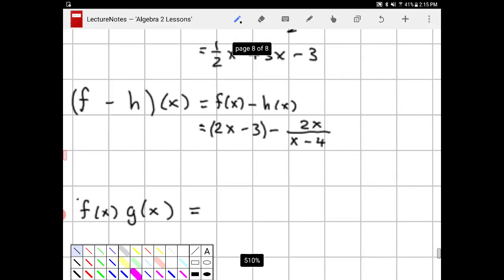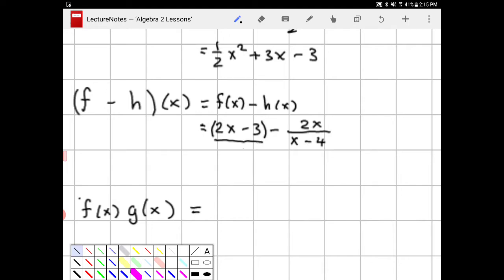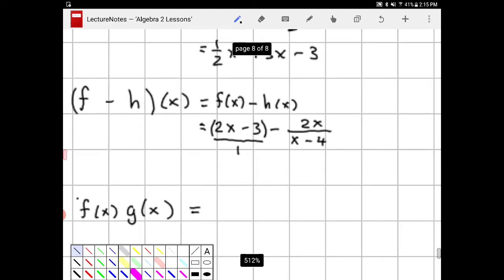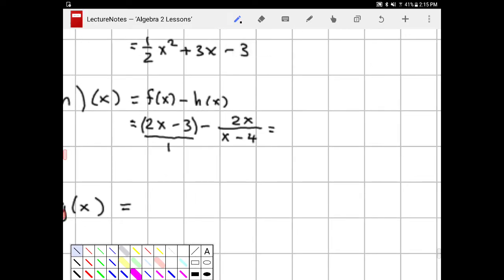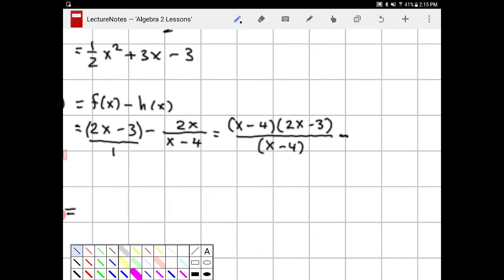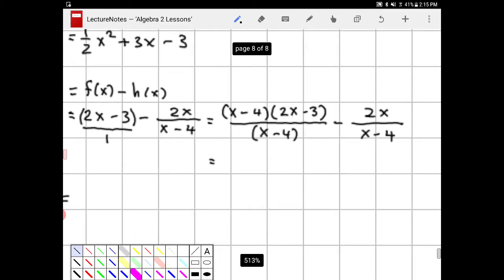2x minus 3 right now, technically, is a fraction because it's over 1. I need to create common denominators in order to subtract. So I am going to multiply 2x minus 3 over 1 by x minus 4 over x minus 4. So I'll have x minus 4 times 2x minus 3 over x minus 4, subtracted by 2x over x minus 4. And we're not quite done yet. We're going to perform a little bit of simplification, and then we'll be done.